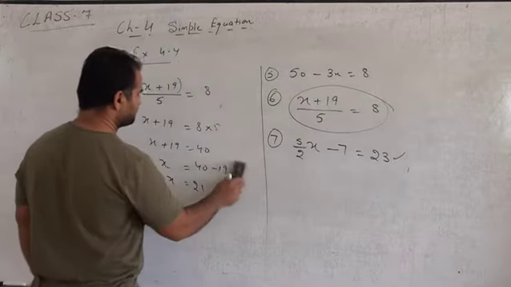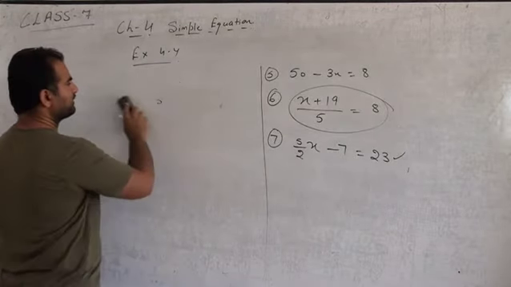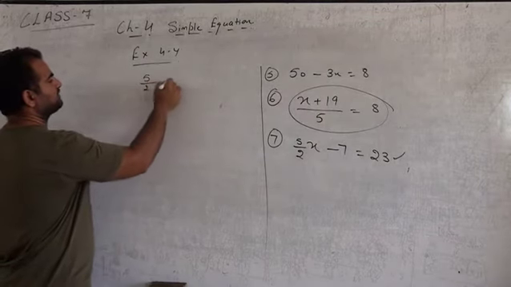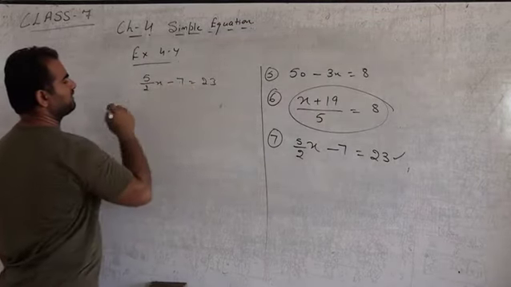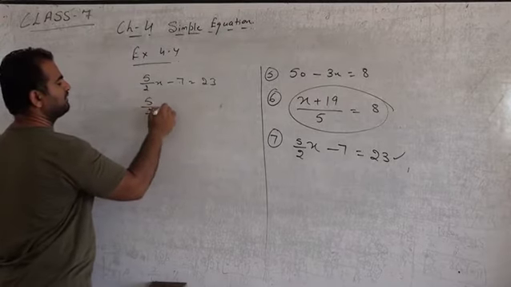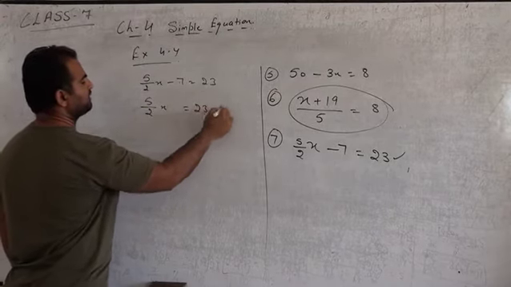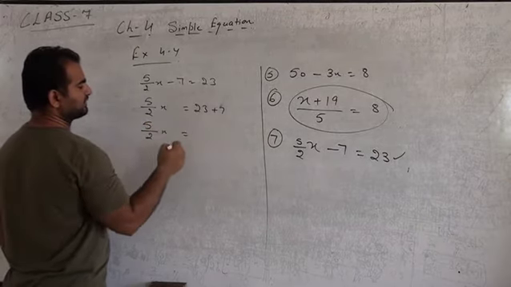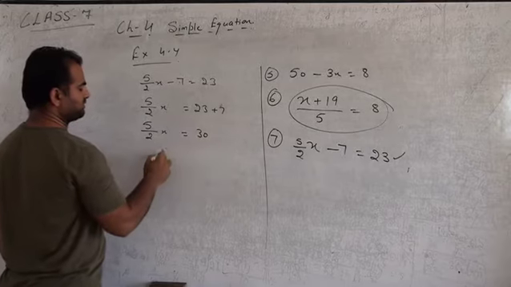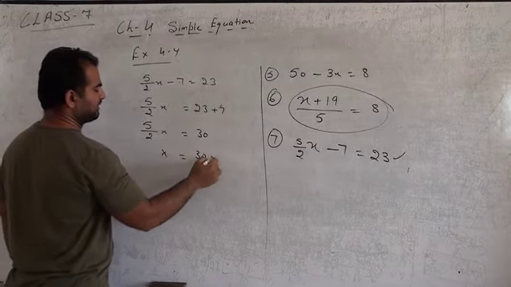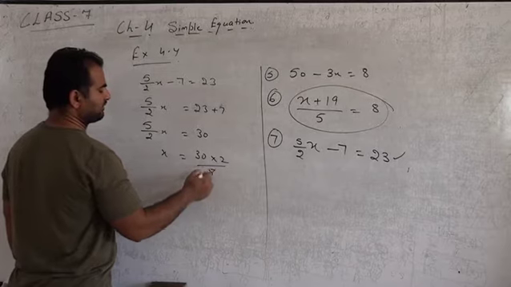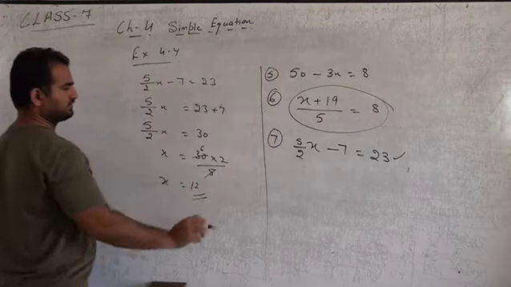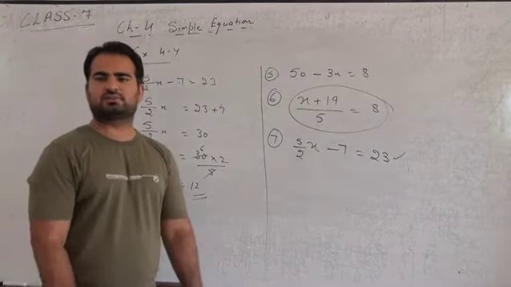Next, question number 7 is 5 upon 2x minus 7 equals 23. So 5 upon 2x equals 23 plus 7. 5 upon 2x equals, what is 23 plus 7? It's 30. So x equals 30 multiplied by 2 upon 5. So 5 sixes are 30. x equals 12. It's our final answer for question number 7.